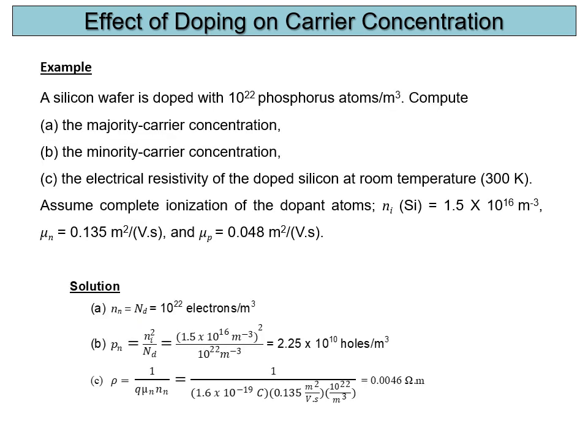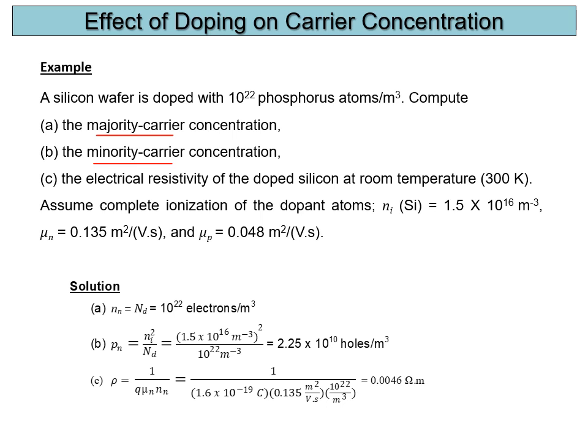For example, a silicon wafer is doped with 10 to the power of 22 phosphorus atoms per meter cube. First, you need to compute the majority carrier concentration. Then you need to calculate the minority carrier concentration. Finally, you need to calculate the electrical resistivity of the doped silicon at room temperature.